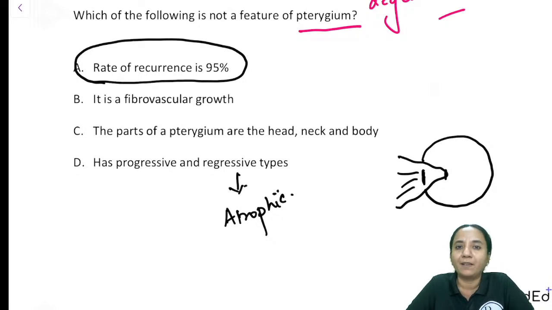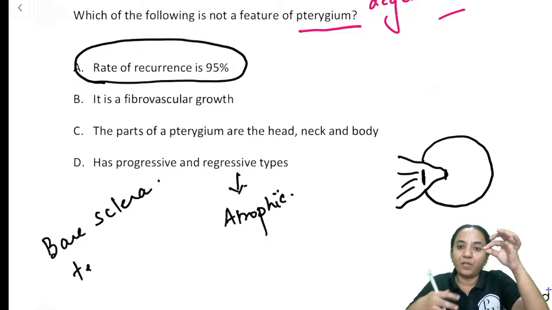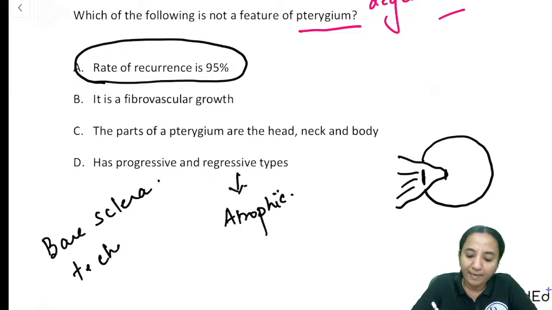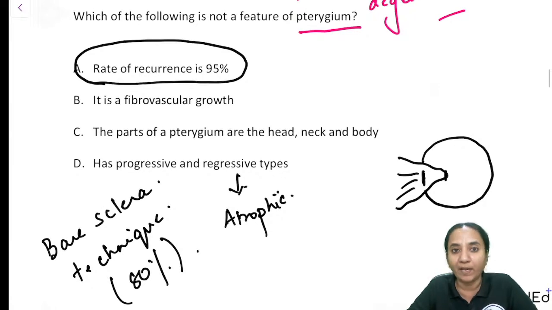But the rate of recurrence quoted is for the bare sclera technique. That is where you just pick up the pterygium and cut it and leave the sclera bare. In the bare sclera technique, the rate of recurrence is around 80%. So it's not 95%, but still it's very, very high.